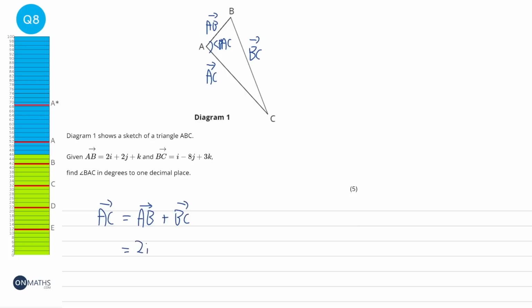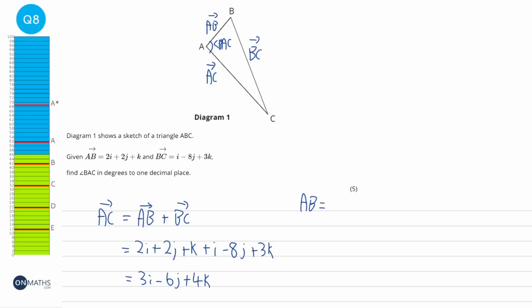AB is 2i plus 2j plus k. BC is i minus 8j plus 3k. And so AC is going to be 3i minus 6j plus 4k. Now the problem is that we've got those as vectors and actually we need them as lengths. So we're going to find length AB first of all.